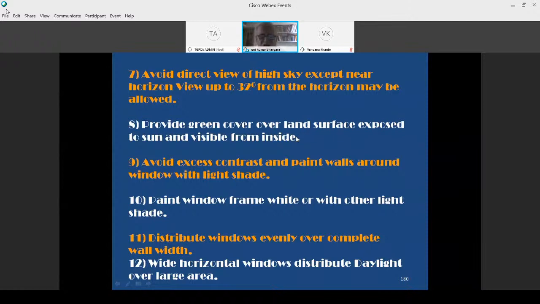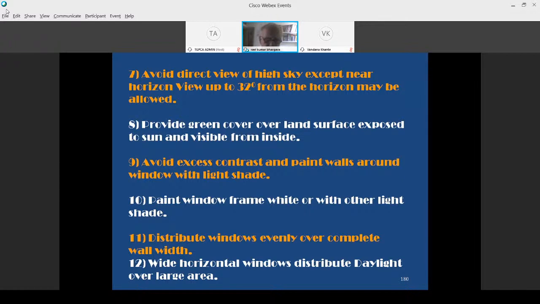Avoid excess contrast and paint walls around the window with a light shade. Excess contrast will have a more adverse effect as far as glare is concerned. Paint the window frame white or with another light shade because outside is bright, so there should not be contrast. So provide the window frame with a light color or shade.